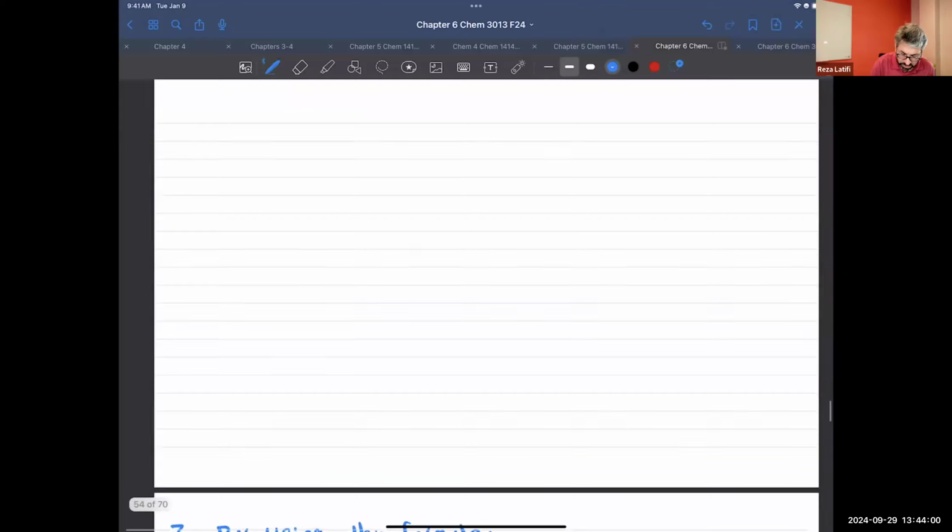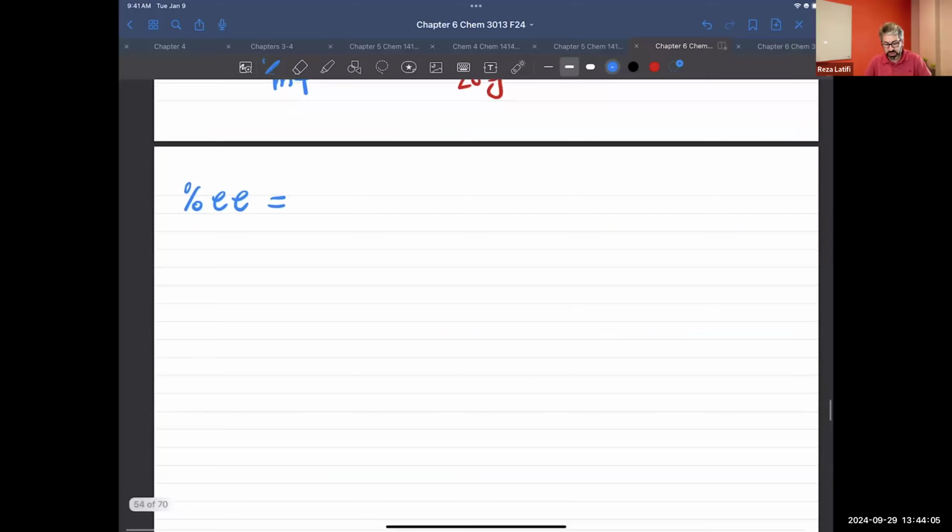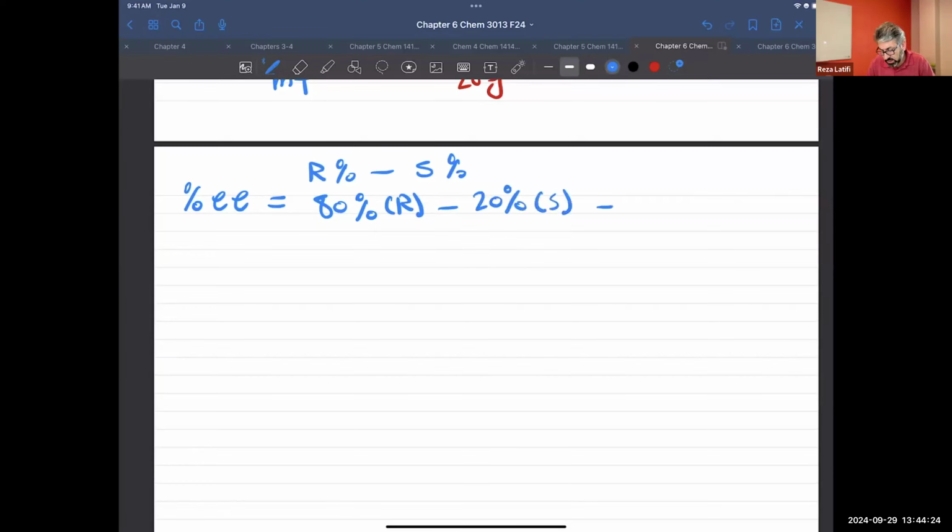If you want to know the percentage of the enantiomeric excess, just simply take the one that you have in excess, which is R. I'm going to take the percentage for R and subtract the percentage for S. So I have 80% from R, and I'm going to subtract the 20% for S. And that's going to give me 60%. Okay, so 60% I have from R left inside the solution that can technically affect the rotation.